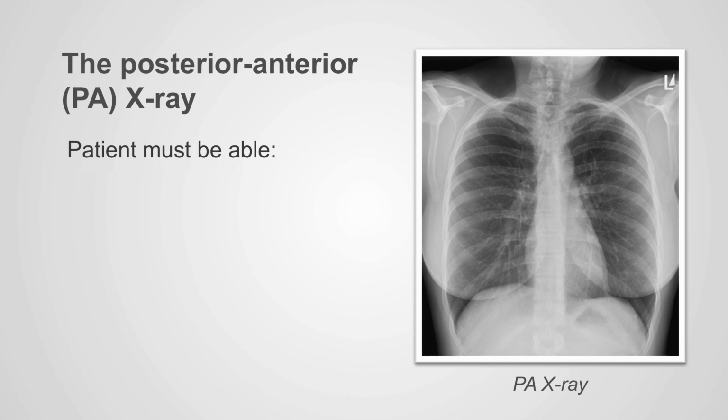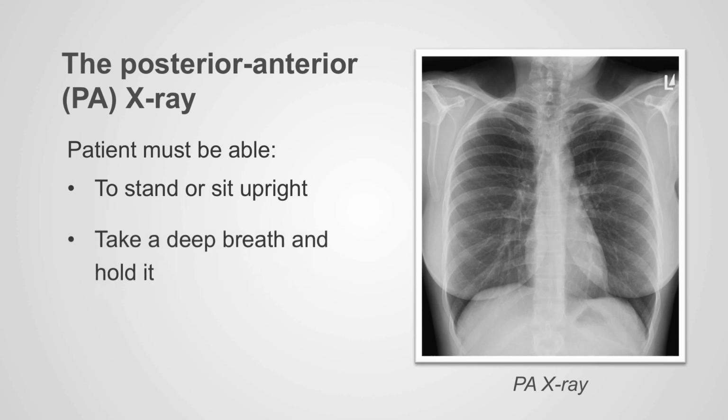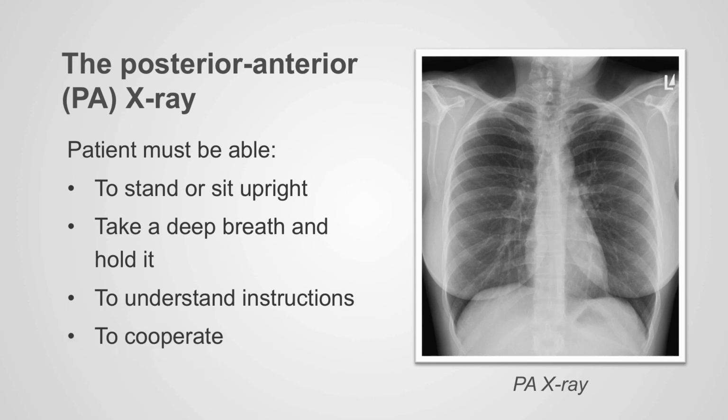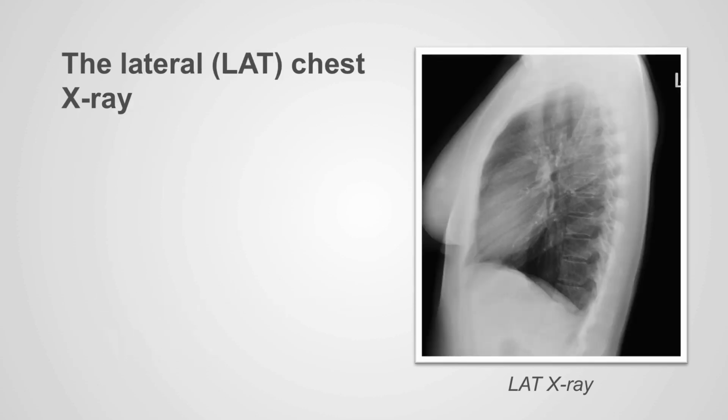In order to do a PA examination, the patient must be able to stand or sit upright, take a deep breath and hold it, to understand instructions, and to cooperate. The lateral chest X-ray is commonly ordered together with the PA view. The two examinations are complementary and when combined, allow the viewer to create a mental three-dimensional perspective of the chest.